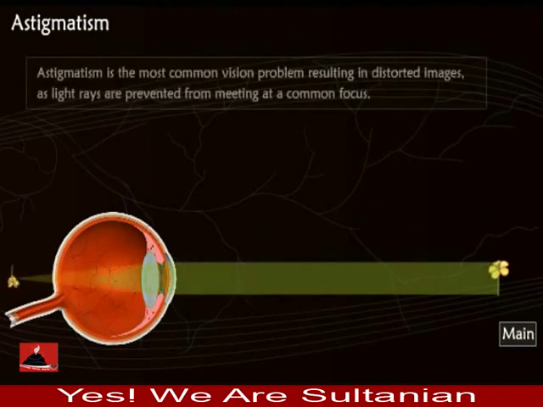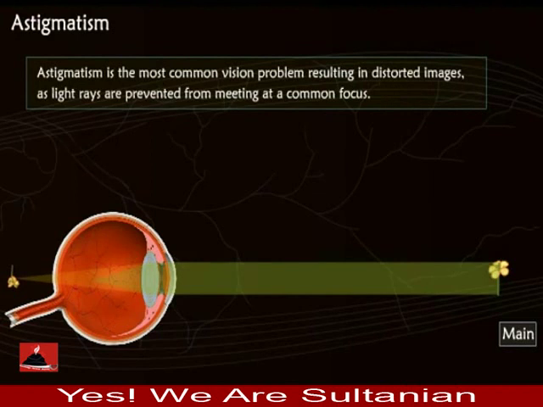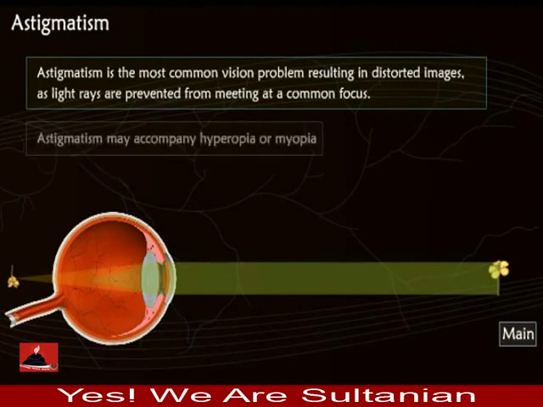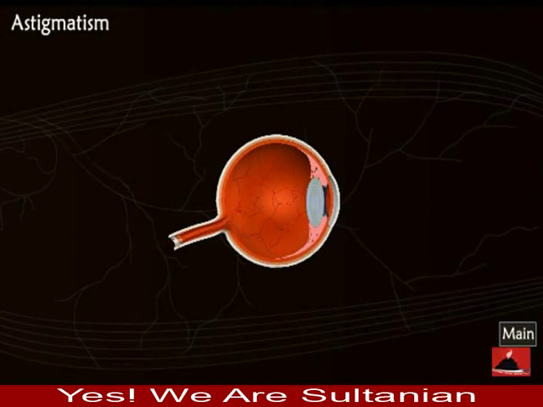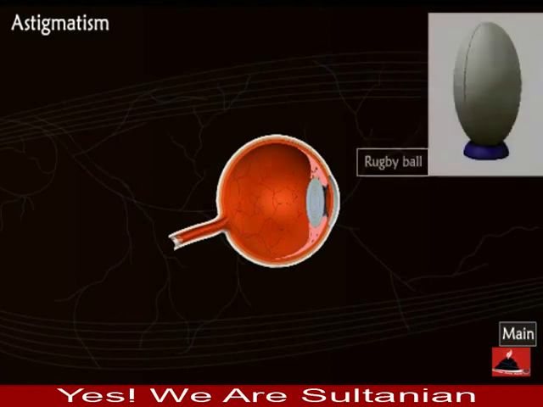Astigmatism. Astigmatism is the most common vision problem, resulting in distorted images as light rays are prevented from meeting at a common focus. Astigmatism may accompany hypermetropia or myopia. What causes astigmatism? Normally, the cornea is spherical in shape. But in an astigmatic eye, the cornea is shaped more like an oblong rugby ball.